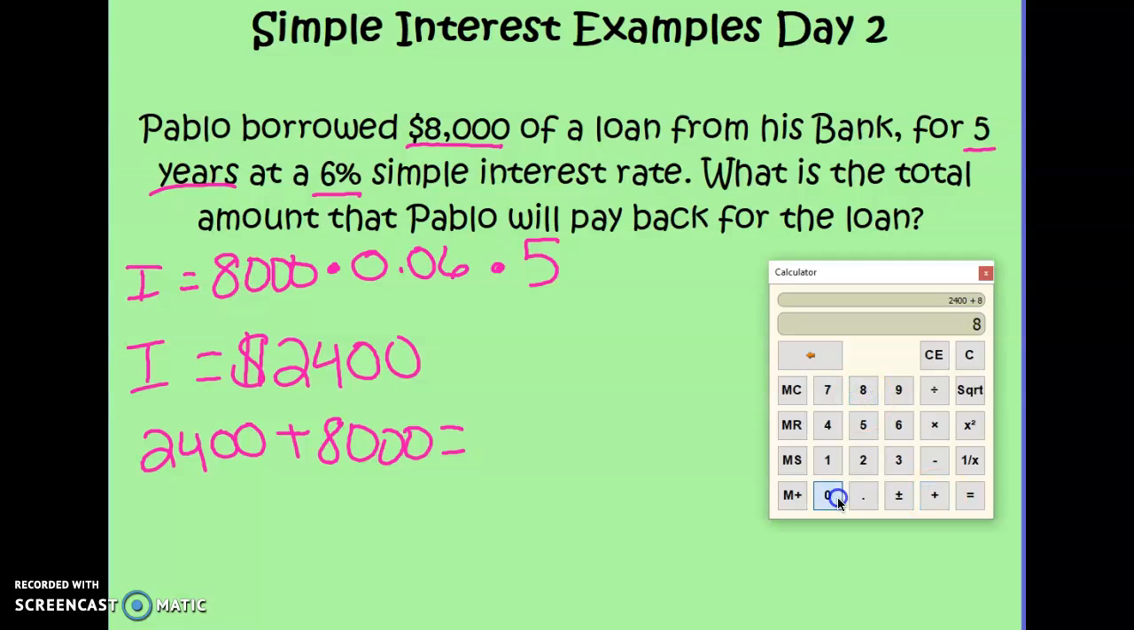Okay, and we get $10,400 that he will be paying back for this loan.